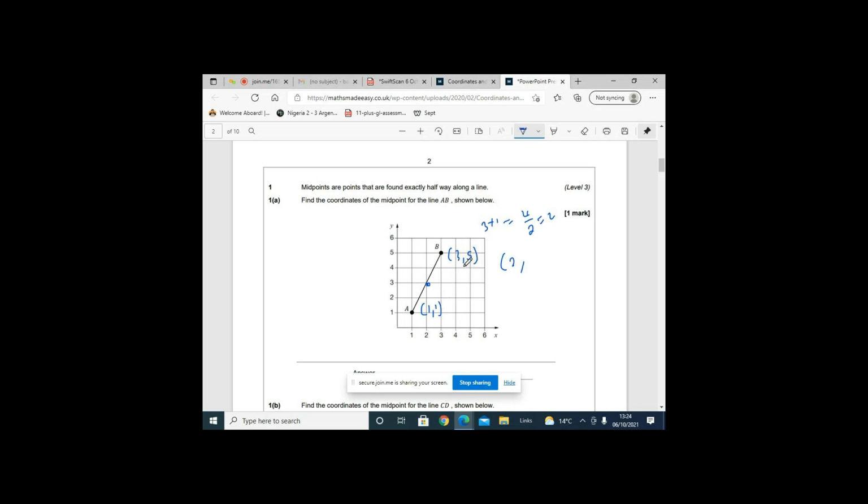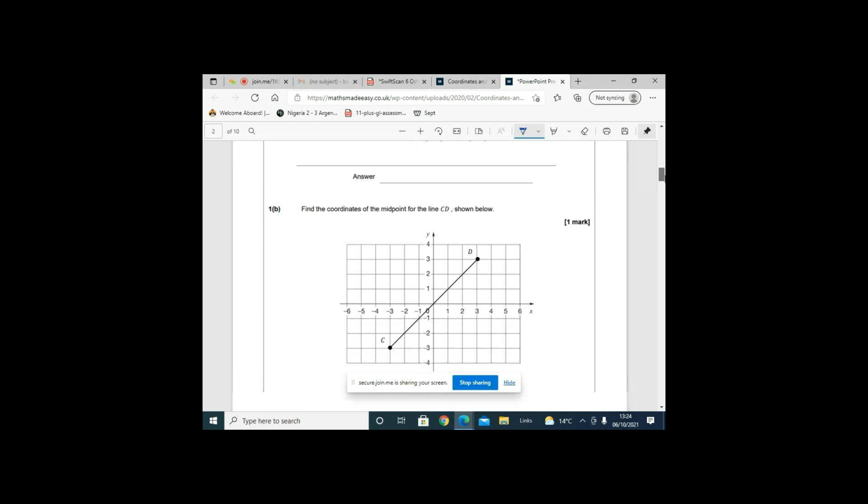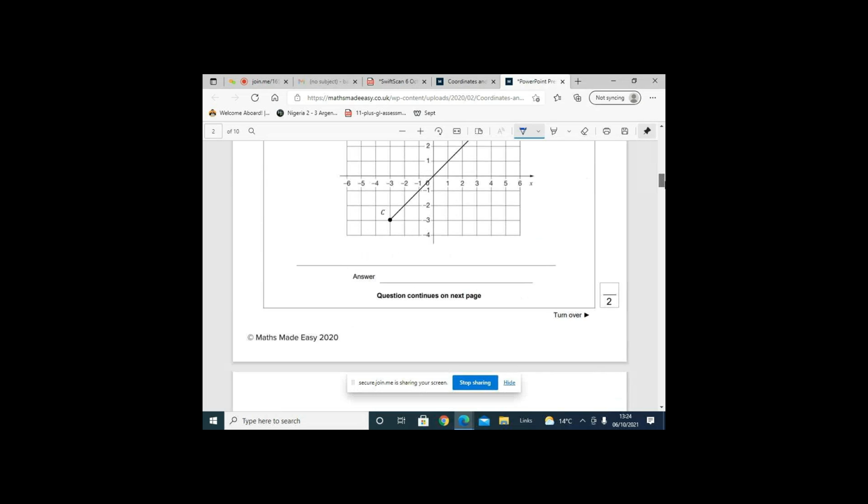You add this and this together too. 1 plus 5, that's 6, divided by 2, 3. So that's 2, 3. So it's straightforward. So what about this one?